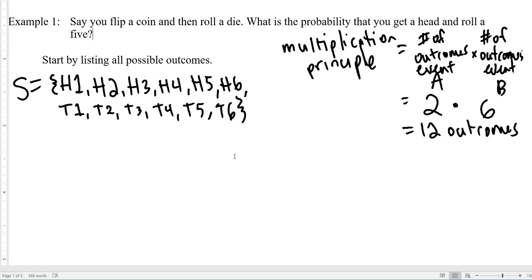Now the question is, what's the probability of getting a head and rolling a 5? Well, that would be one outcome, right? Out of the total 12. So the probability of H5 is 1 out of 12. So we can do this visually, and that's not a bad thing. It's not a problem. But as things get more and more complicated, as the sample spaces get larger, we don't want to have to keep making these. So what else could we do?